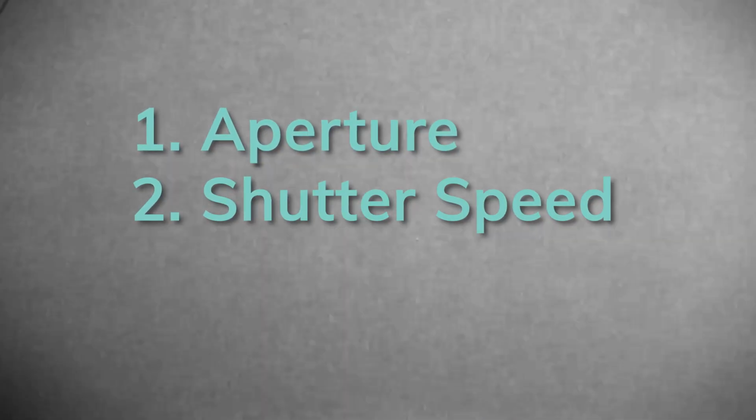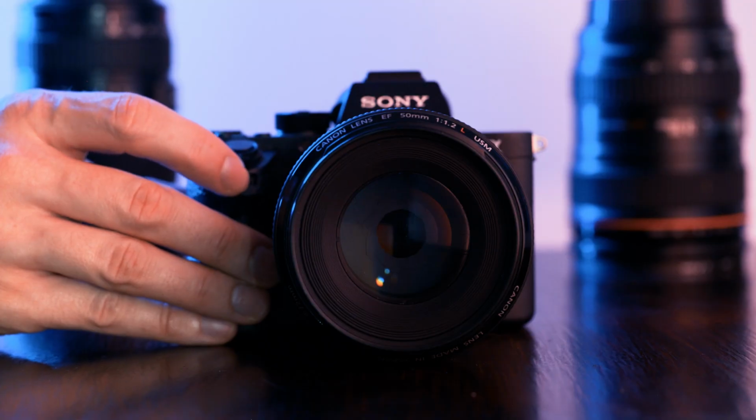There are three main settings on your camera that you can change that affect this. First one is aperture, the second one is shutter speed, and the third one is ISO. Aperture controls the lens's iris, which is an opening that allows light to travel through it. It is much like our own eyes. It gets bigger and smaller depending on how much light you want to hit the sensor.